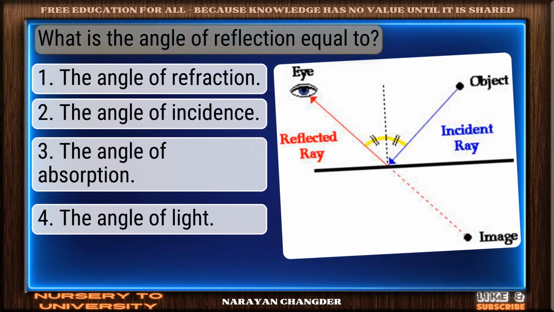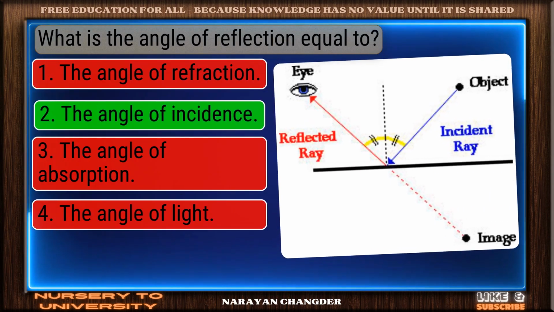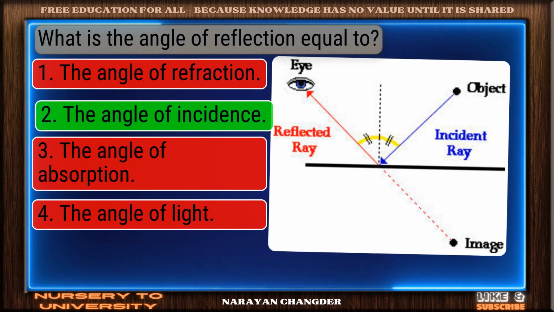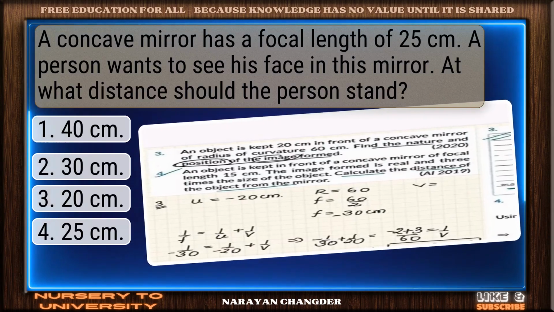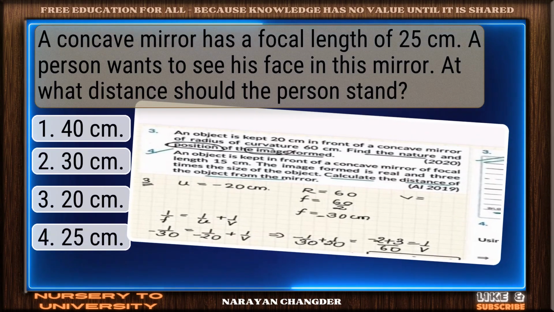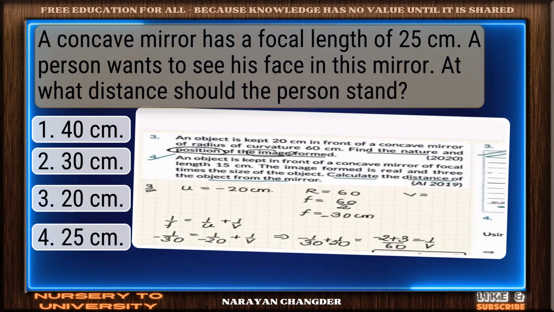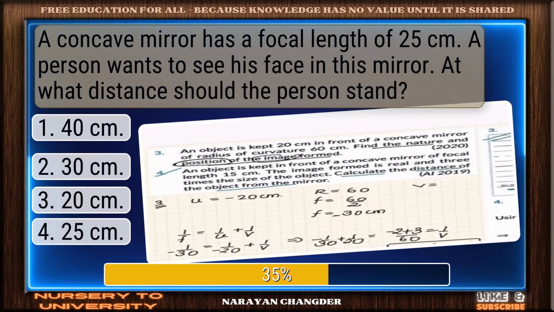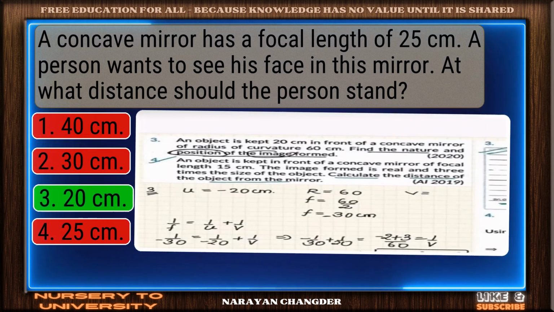What is the angle of reflection equal to? Well done. The angle of incidence is the right choice. A concave mirror has a focal length of 25 cm. A person wants to see his face in this mirror. At what distance should the person stand? Perfect, 20 cm is the correct choice.